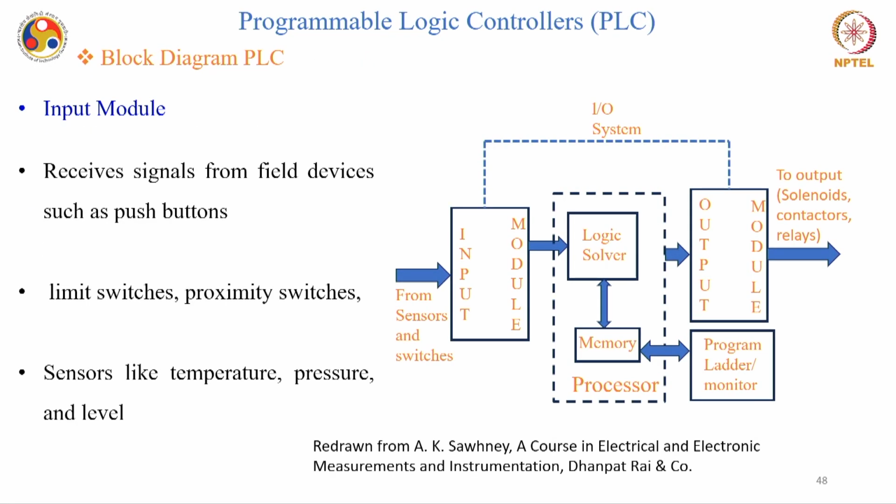A typical block diagram of a PLC looks something like this. You have an input module, you have an output module, and in between you have a processor which has different units, and this communicates using a ladder program. Let's see them one by one. First the input module, where your input is provided. This input module receives signals from field devices. For example, it can be a simple push button, limit switches, or proximity switches. The input can also be from different sensors like temperature or pressure sensors. So the input module is at the forefront and its work is to receive signals from any field device.